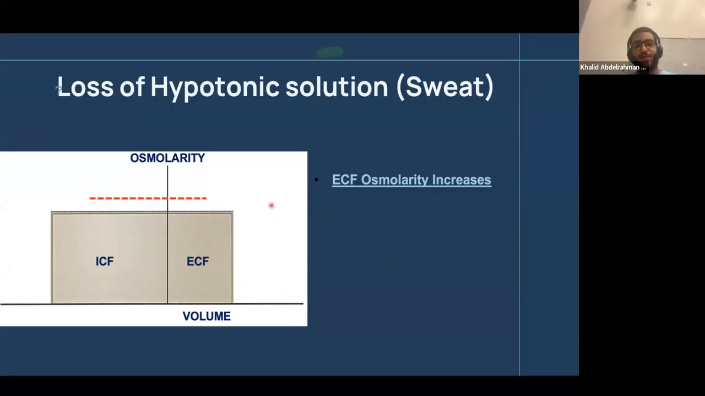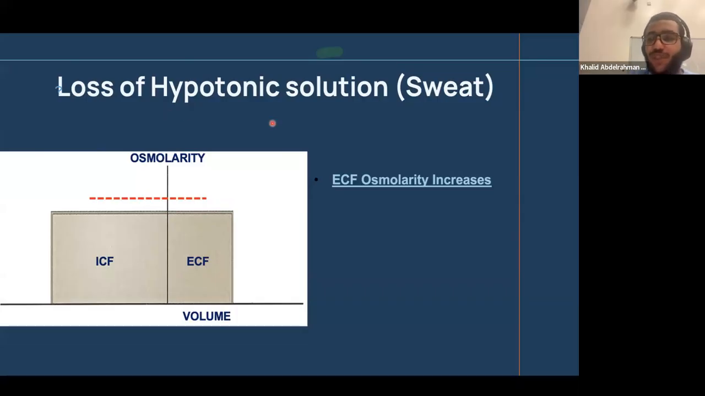The rule says that if you lose solution from the ECF, then by default, the volume of the ECF will decrease. Even if you then get fluid from the ICF, it won't compensate for the amount that you lost in sweat. Because in the end, you lost fluid. So the total fluid in the end should be less than what it used to be. So the net change in volume in the ECF is that it will decrease. And this is a rule you should follow.